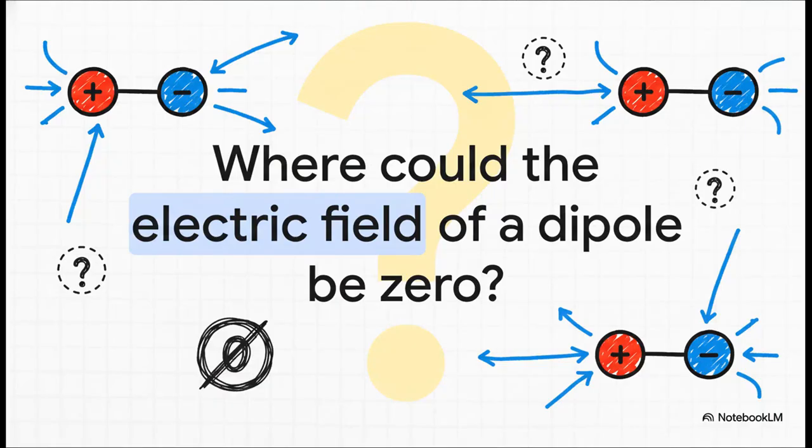You've now mastered the 2 most important cases for the electric dipole field. But that leaves us with one last lingering question to think about. We know the field is strong on the axis and it's weaker on the equator, but is there a sweet spot somewhere else, at some other angle where the field just disappears, where it's exactly 0? Something to ponder for next time.